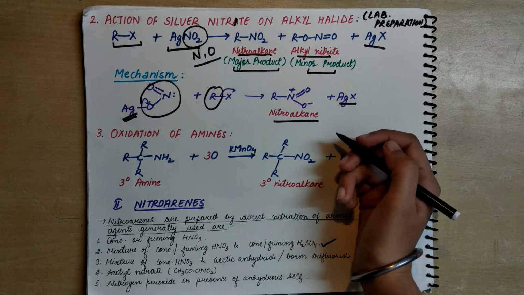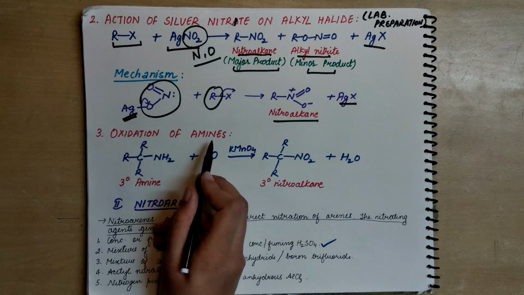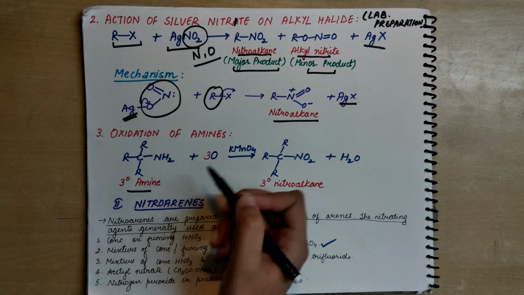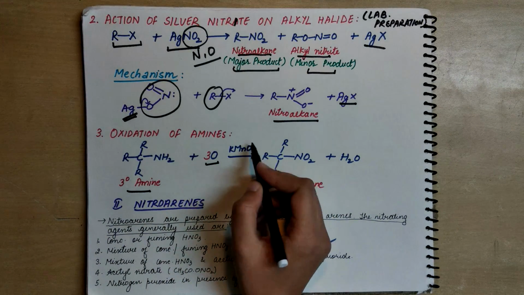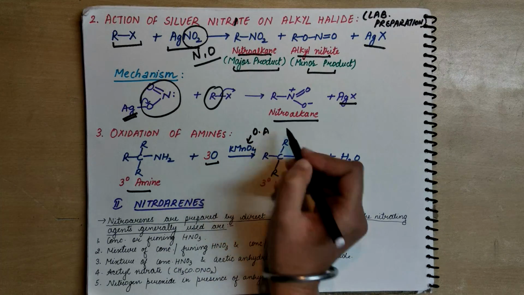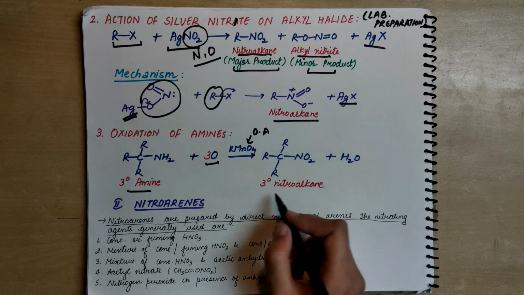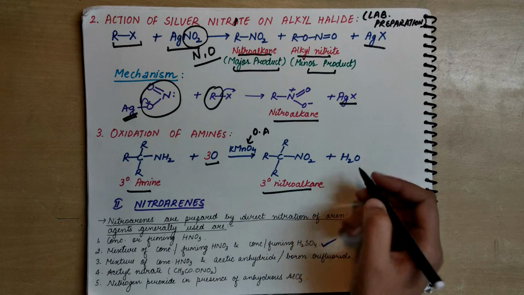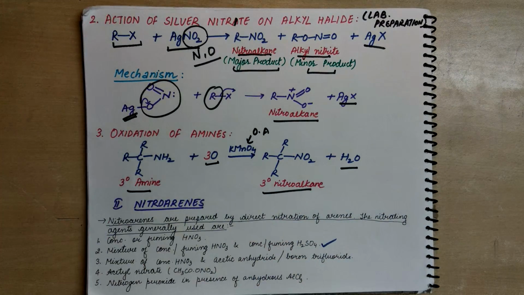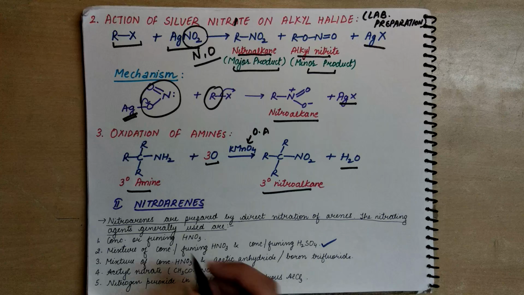The third reaction is oxidation of amines. This is a 3-degree amine and is treated with oxygen, that is an oxidizing agent, let's say KMnO4, to form 3-degree nitroalkane plus water.